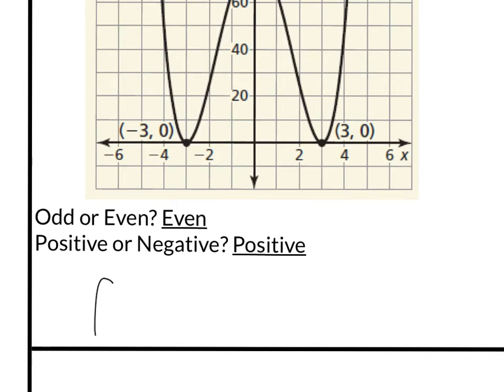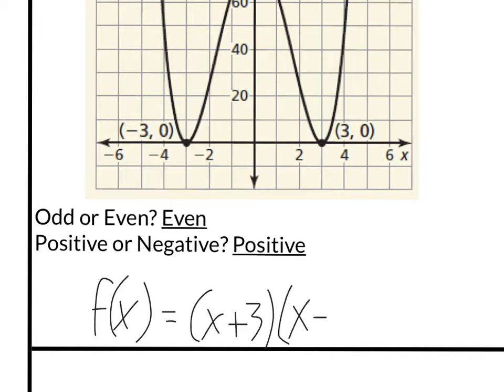So I have a 0 at negative 3. So that's just x plus 3. And then I have a 0 at positive 3, so I'm going to write x minus 3. But if you look at this graph, it'll just be a U with a 0 at -3 and +3. I need it to look like a W.